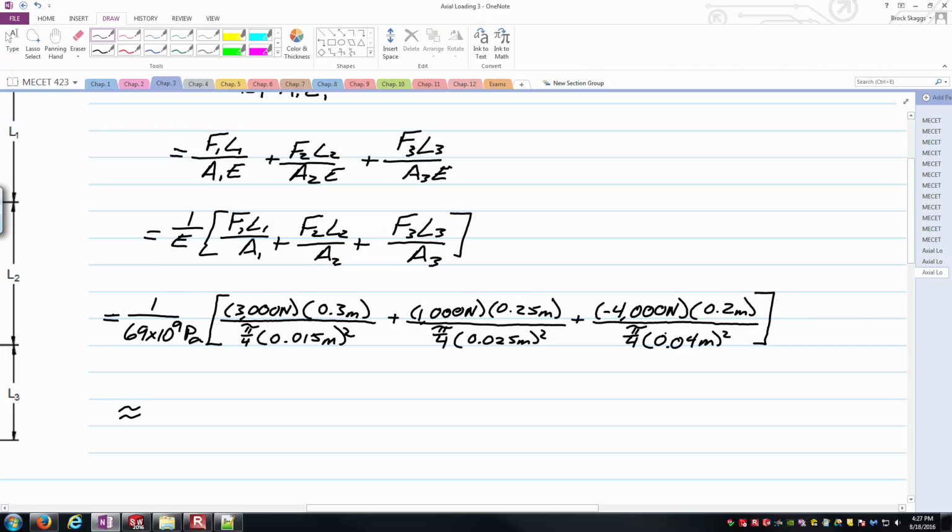We'll say this is approximately equal to some value. Quite a bit to write. Just give me a few moments to get this entered into the calculator. Alright, so now we've got 3,000 times 0.3, and there's the denominator. On to the second term. And finally the third term here.